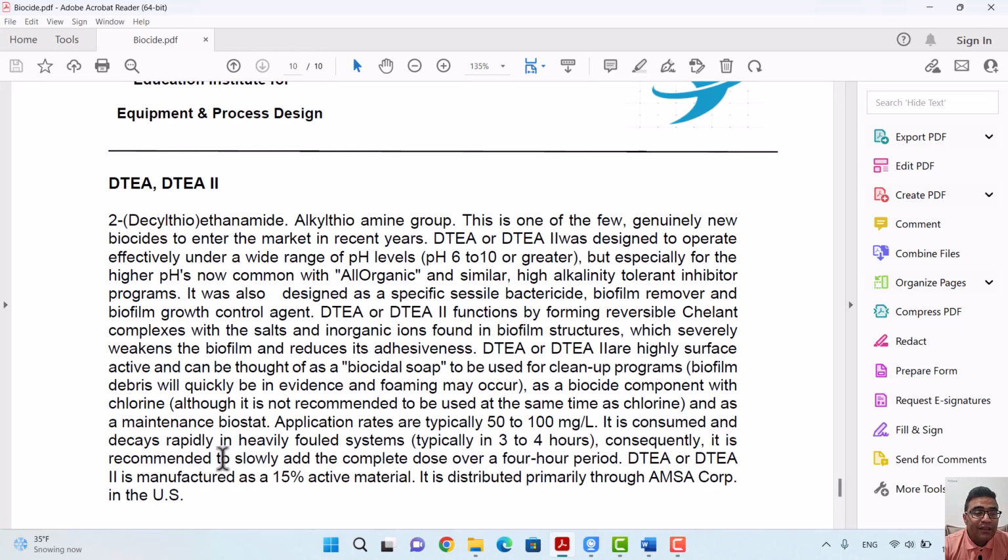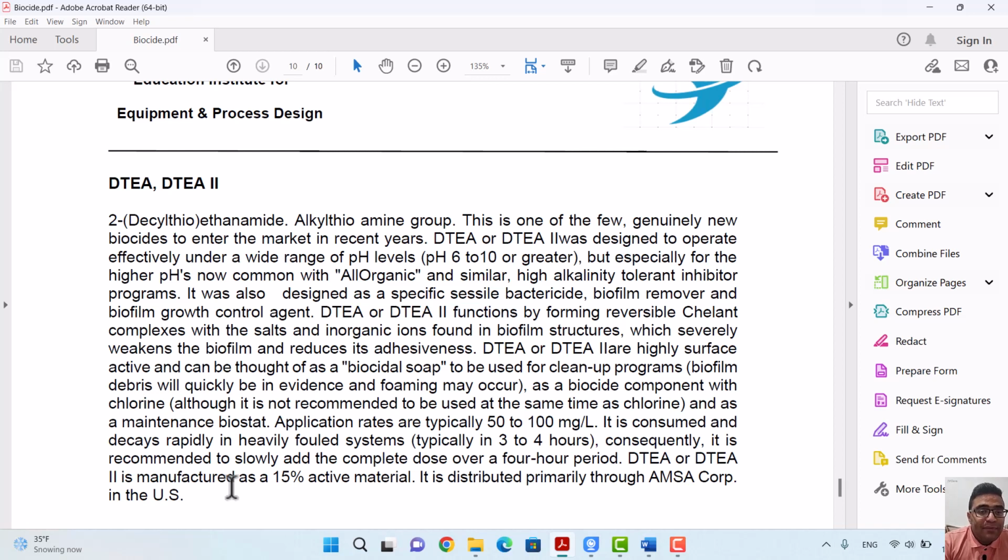Consequently, it is recommended to slowly add the complete dose over a 4-hour period. DTA is manufactured as a 15% active material. It is distributed primarily through AMSA Corporation in the USA.